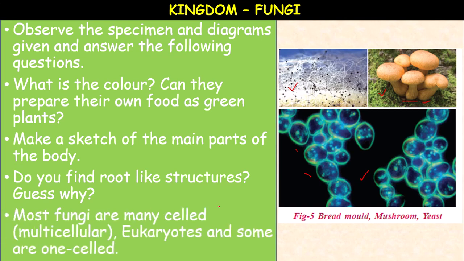Most fungi are many-celled, multicellular. They are eukaryotic. Eukaryotic means they possess a well-developed nucleus. And some are single-celled. Example for unicellular fungi, yeast. Okay, most of them are heterotrophic, and they are saprophytic in nature. Okay, so more characteristics we will see.